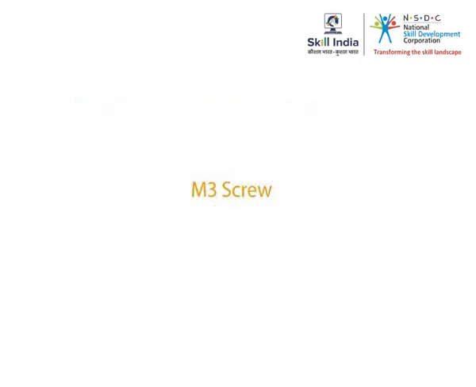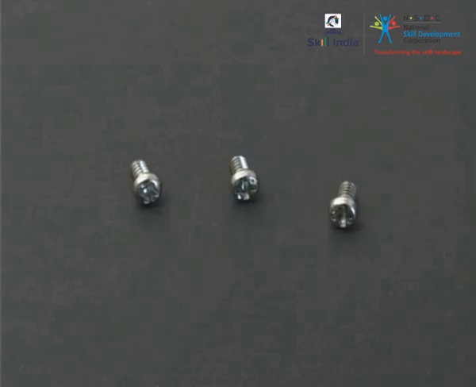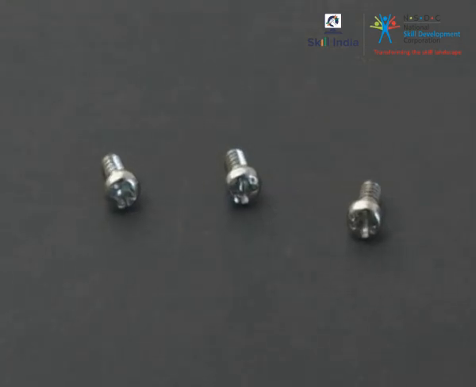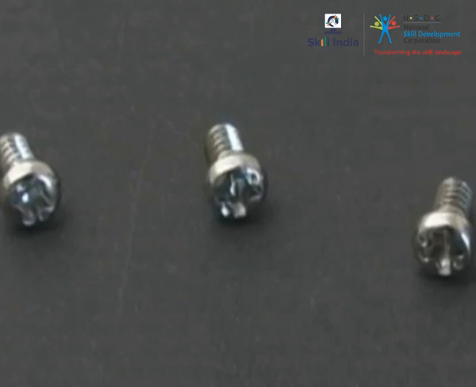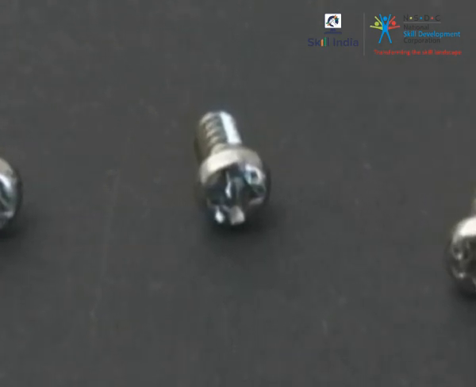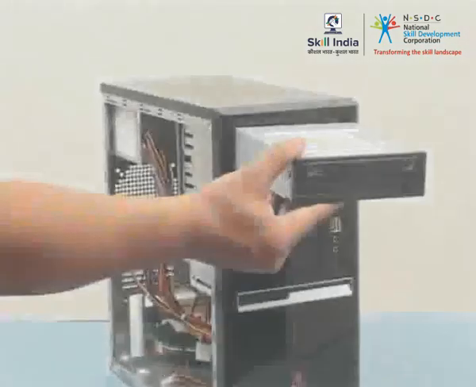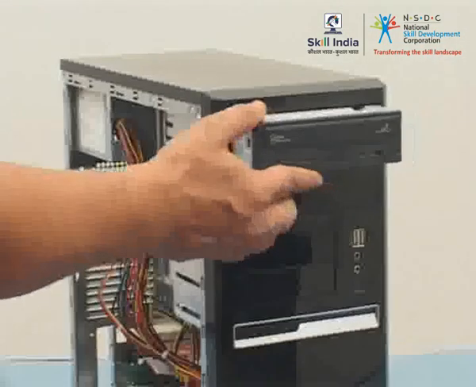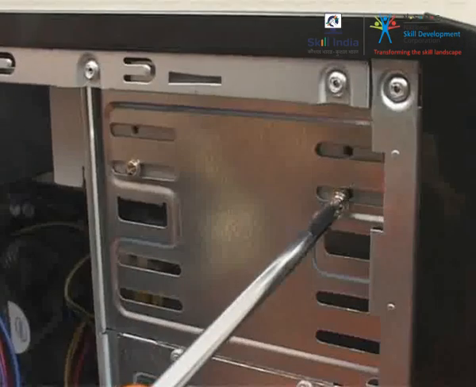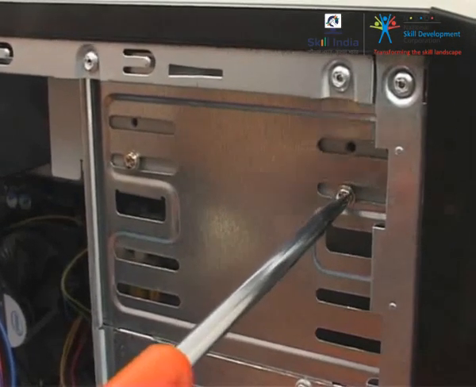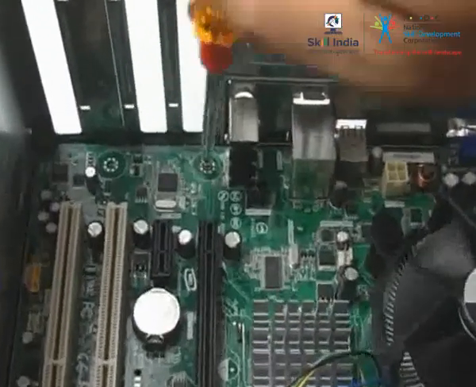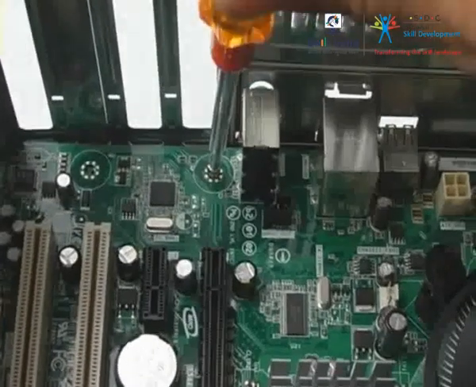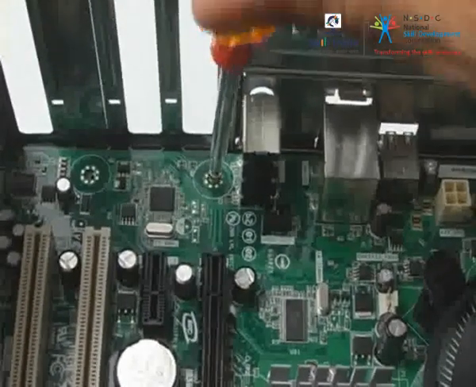M3 screw. This screw is the second most common screw found in PCs. This is a metric screw and all cabinet manufacturers provide M3 screws as well as 6-32 screws. M3 screws are used for holding or fixing CD-ROM drives and floppy drives. M3 screws are also the most common screws used to secure a motherboard to motherboard studs placed underneath.